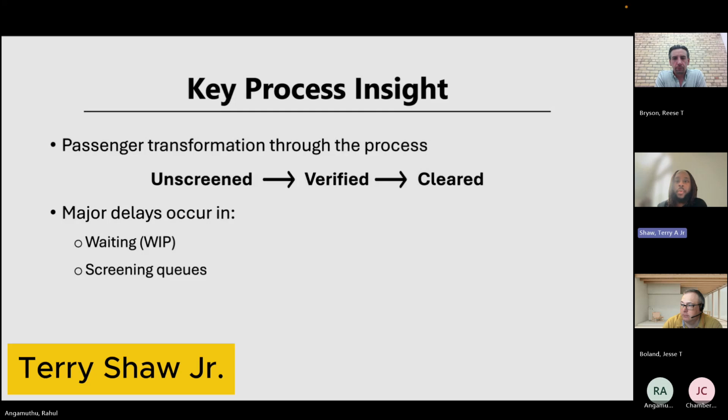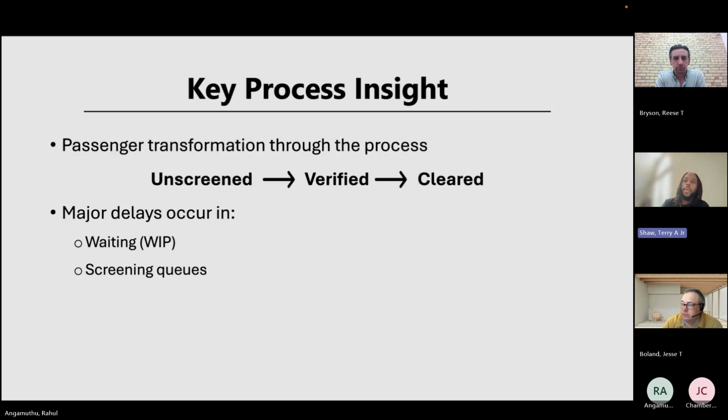Through the steps that Raul and Josh explained, it pretty much highlights the transformation that happens as each passenger moves through the TSA screening process. At the beginning, the passenger enters as an unscreened traveler, meaning they haven't gone through any type of verification or security check. As they move forward, they become a verified passenger once their ID and boarding pass are checked and confirmed.